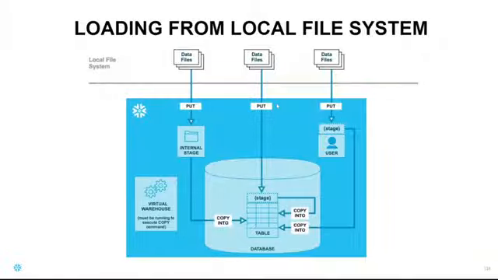Now let's see how we load from the local file system. There are three ways in which we can do it. One, if you have data in a local file system, you put that file into an internal stage, and from there you run a copy command to load the data into a table. Or, you can directly put that file into a stage that exists for a table, which we call a table stage, right? And from there you can use the copy command to load the data into the same table. There is also a user stage.